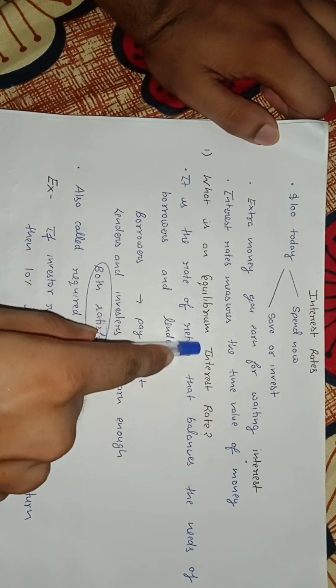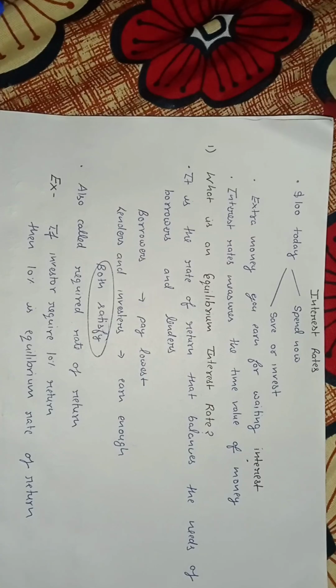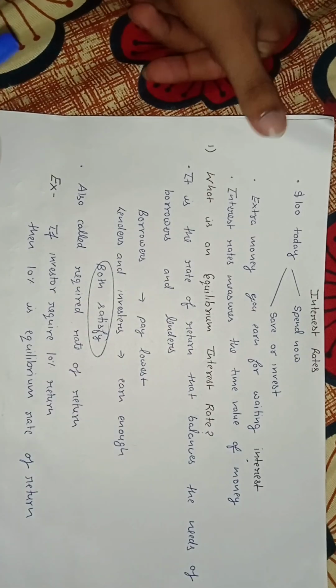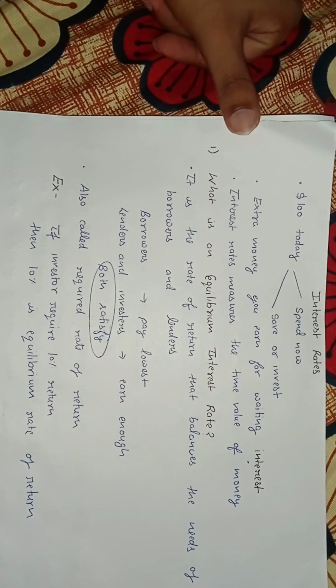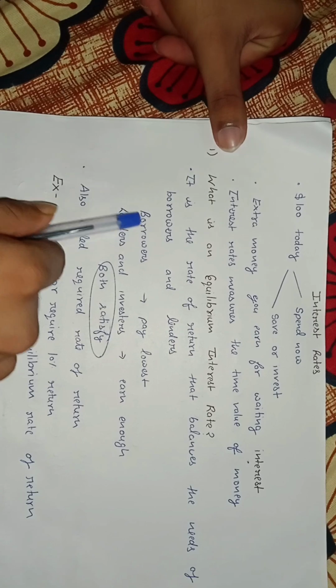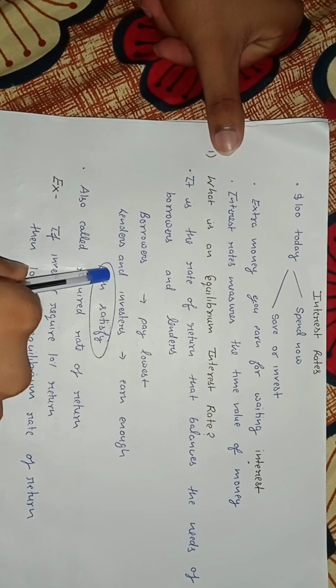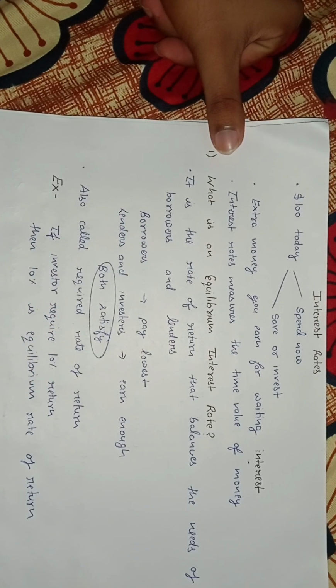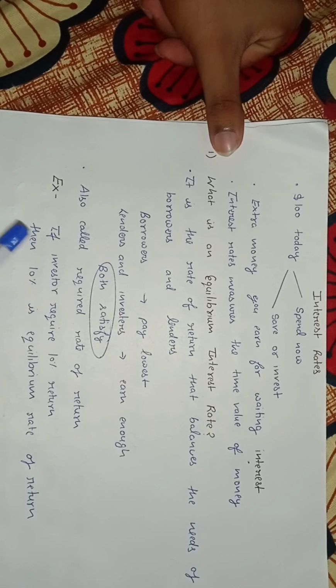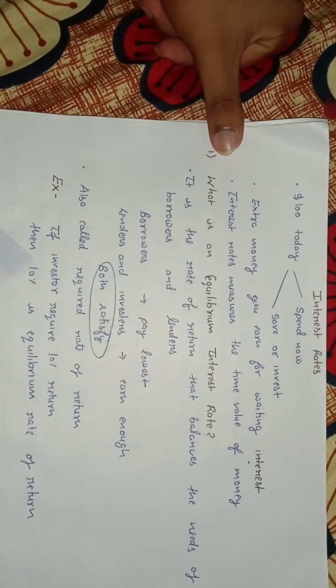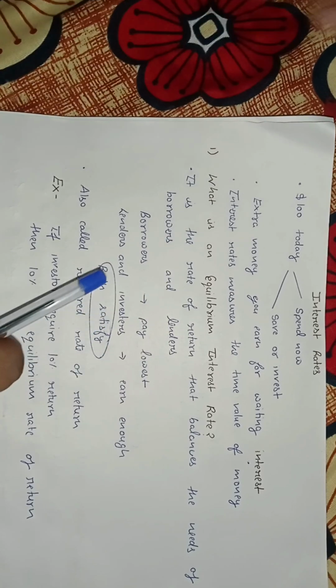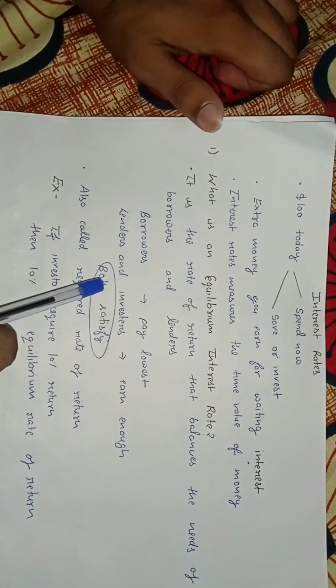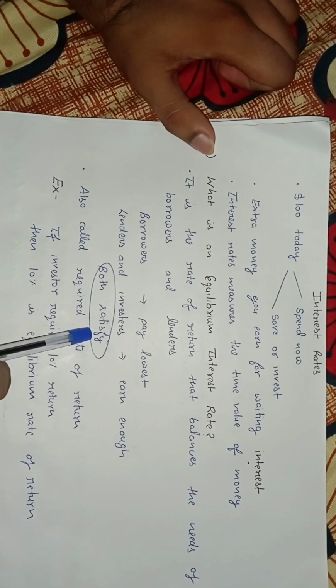What is an equilibrium interest rate? An equilibrium interest rate is the rate of return that balances both the borrowers and the lenders. Borrowers want to pay the lowest possible interest, while lenders and investors want to earn enough to make lending worthwhile. So, the interest rate at which both are satisfied is called the equilibrium interest rate.